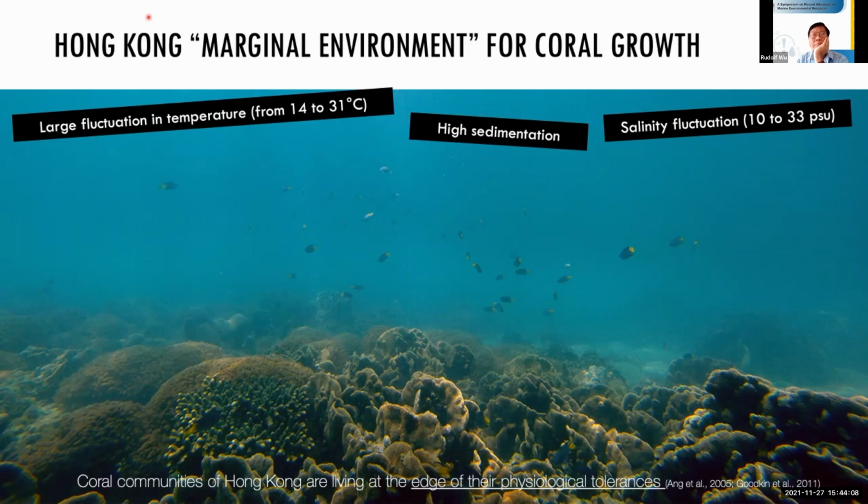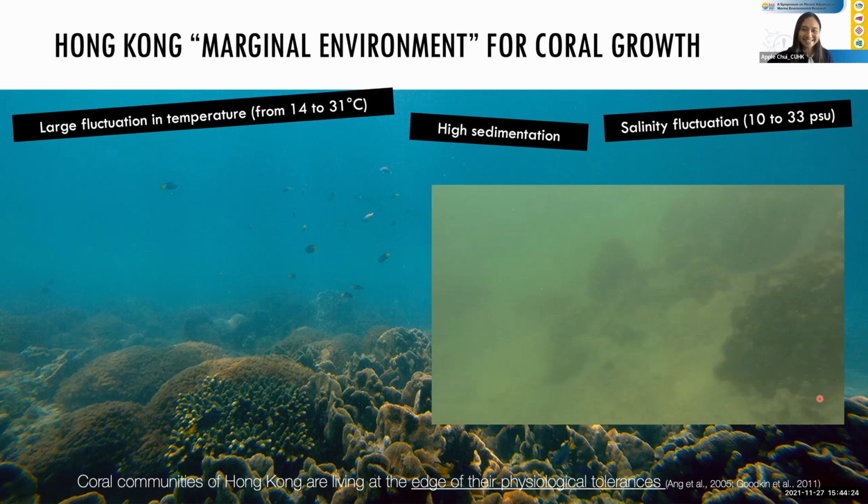Winter temperature can actually go down to 14 degrees Celsius. And because of the turbidity, this photo, of course, was taken on one of the best days of the year, which only lasts for several days in a year. But on average, the site actually looks like this. Because of this turbidity, corals are usually found in quite shallow waters, and that's why they're also frequently exposed to salinity fluctuation due to heavy rain or runoff.